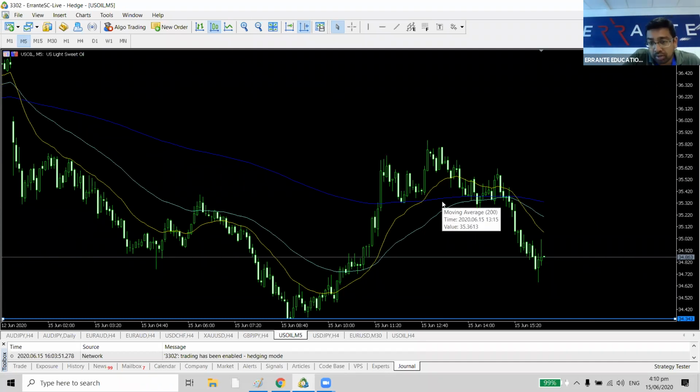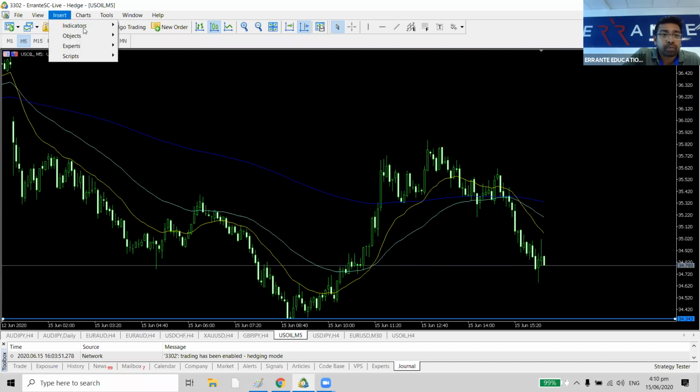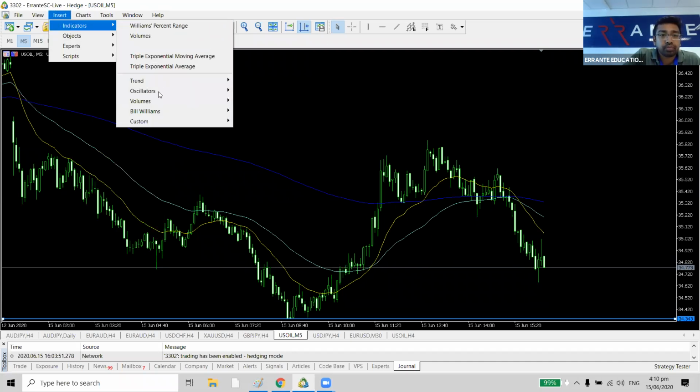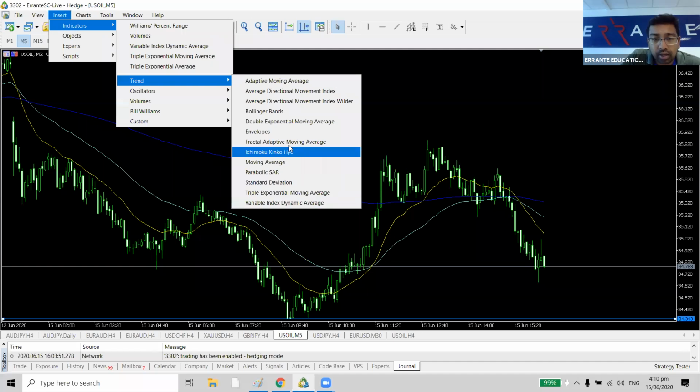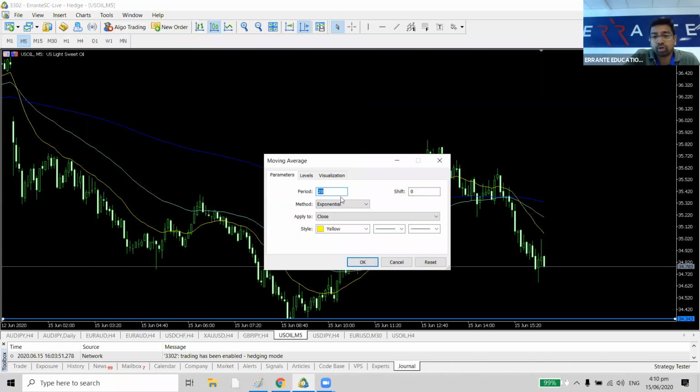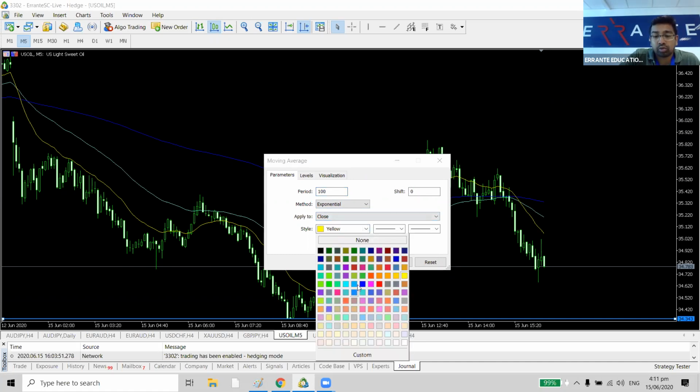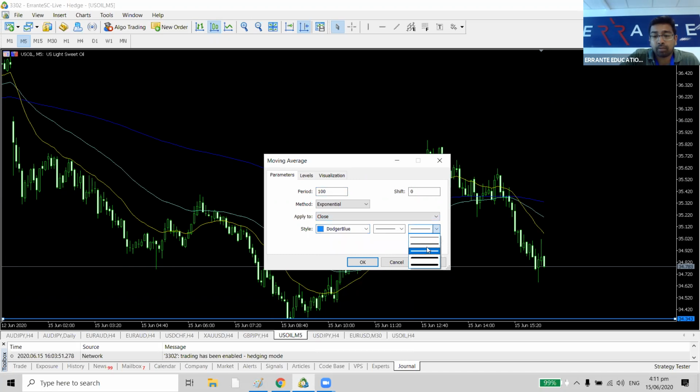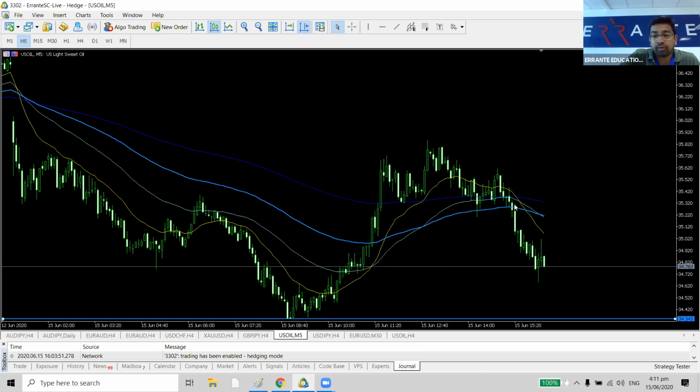Okay, I think I'm missing one line here. I think this is the 50, and I think the 100. Okay, let me just add the trend and moving average, and 100 right here. This is how you insert the indicator. Make sure it's exponential on the close, and then I change the line here to this one, with the line slightly thicker. Then I've got a third line. So now I have a third line.